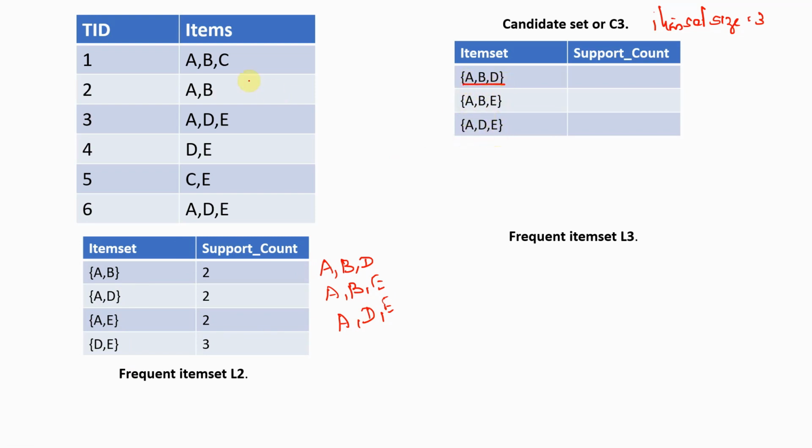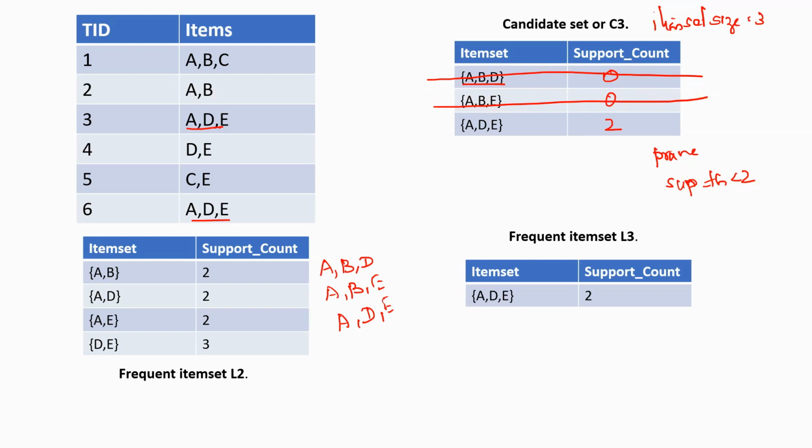Now I need to identify in the given transactions whether any transaction has a purchase of three items with the given combination ABD. I don't have any transaction with ABD. Next, I don't have any with ABE, but I have two with ADE. Now I need to prune based on the condition. My support threshold is 2, so I will reject these item sets. I am getting the final frequent item set of size 3, the combination ADE.